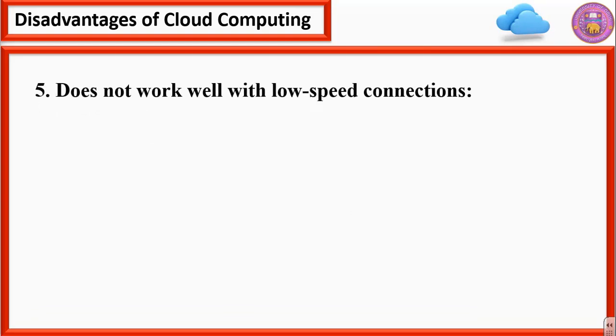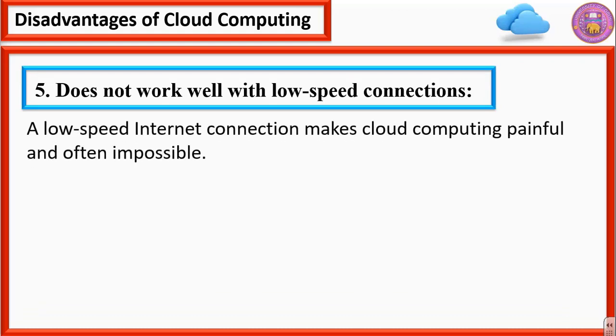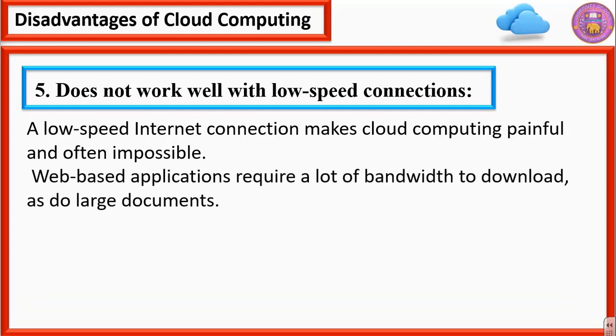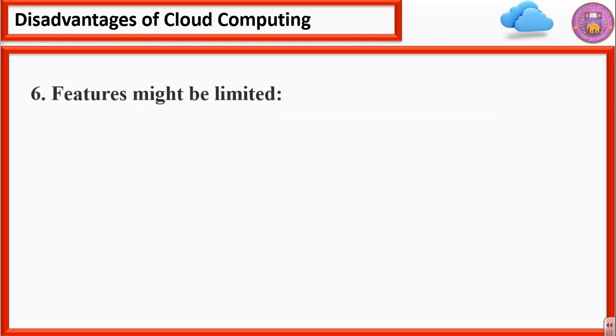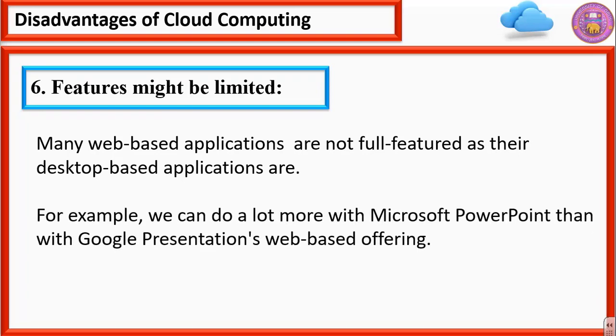Fifth disadvantage, does not work well with low-speed connections. A low-speed internet connection makes cloud computing painful and often impossible. Web-based applications require a lot of bandwidth to download, as do large documents. Sixth, features might be limited. Many web-based applications are not as full-fledged as their desktop-based applications. For example, we can do a lot more with Microsoft PowerPoint than with Google Presentations web-based offering.